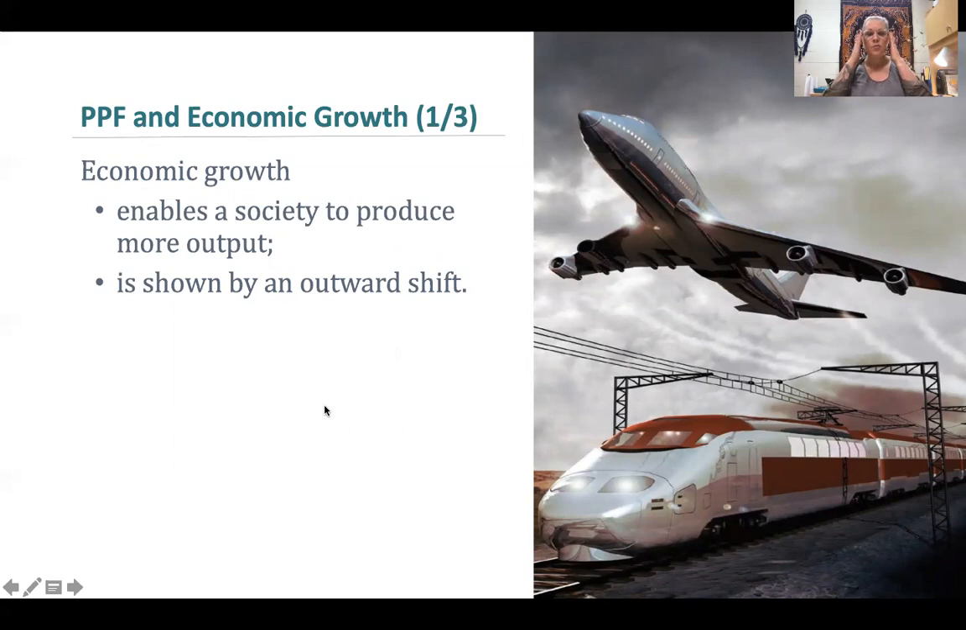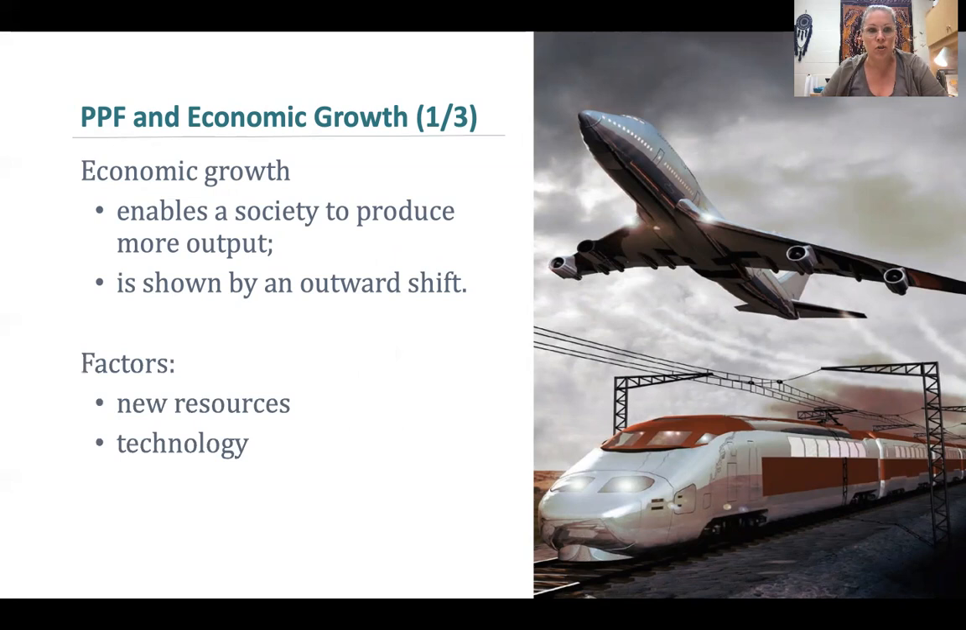We can also use the PPF to demonstrate economic growth. Economic growth enables a society to produce more output, and it's usually as a result of either new resources being found and made available for this production, or an advancement in technology that allows us to use these resources more efficiently. It's going to be shown on the PPF model as an outward shift of the curve.